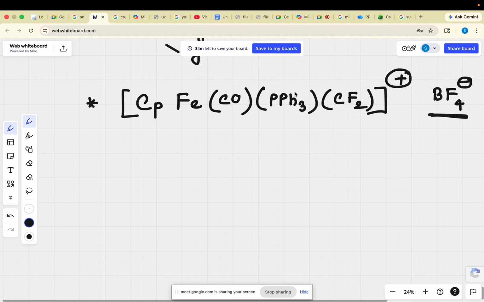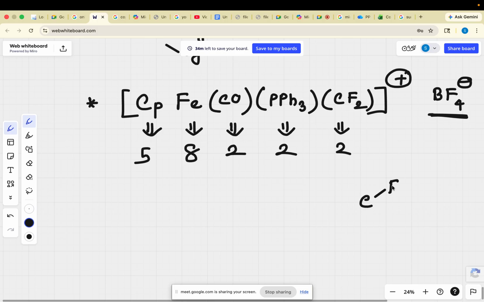The count is 18. So cyclopentadienyl is donating how many electrons? 5 electrons. Iron, 8 electrons. Two carbonyl, 4 electrons. PPh3, 2 electrons. CF2, 2 electrons. Correct. So how to check?